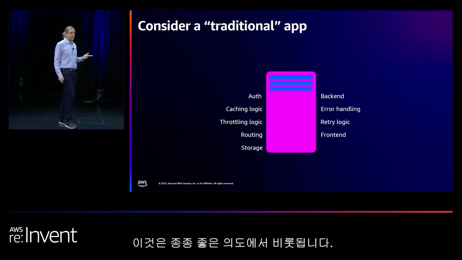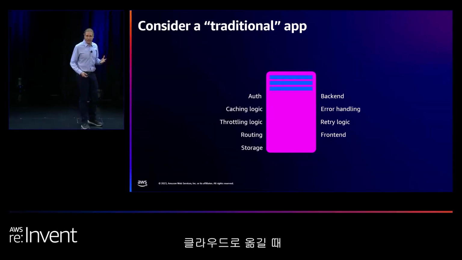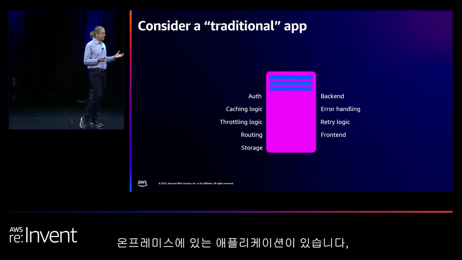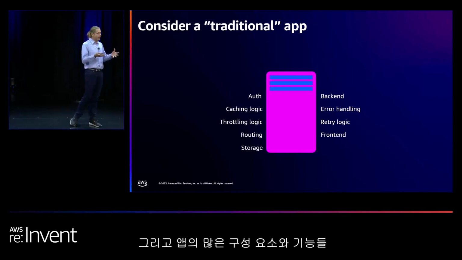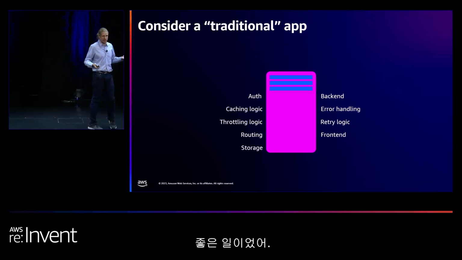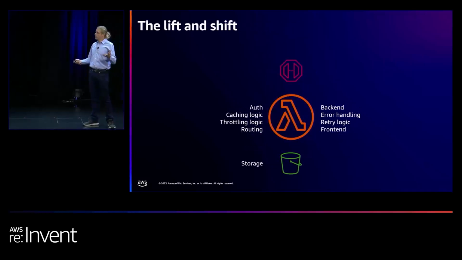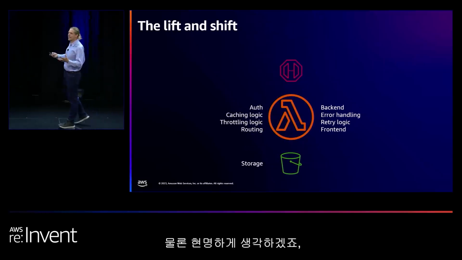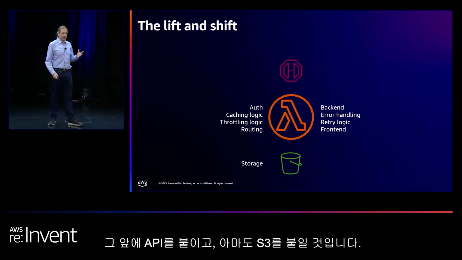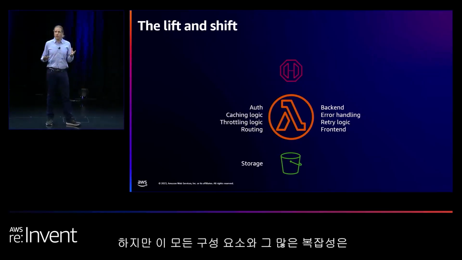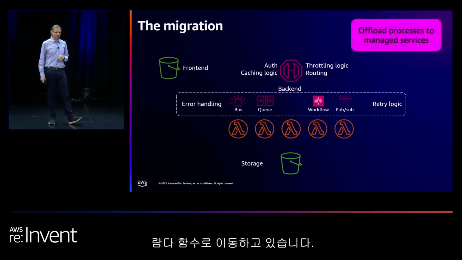And this often does come from good intentions. When you're moving to the cloud, well, you've got an application that sits on premises, maybe in a container or a VM, and a lot of the components and functions of the app are in a single place. That was a good thing. And so you move it to the cloud, and of course, wisely, you think, I'm going to choose Lambda for your compute, stick an API in front of it, and maybe S3 for some of the storage, but all those components and a lot of that complexity is just moving into your Lambda function.